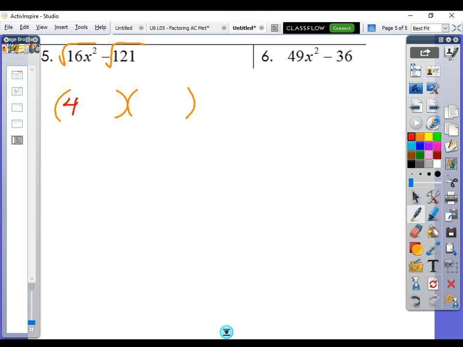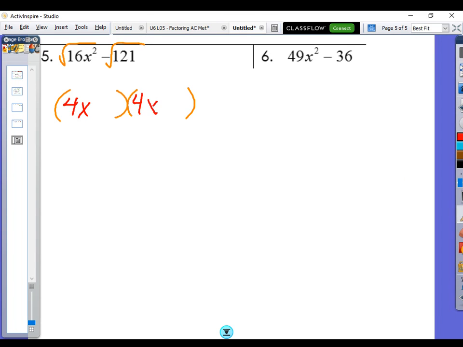So 4x. I like to write them sometimes simultaneously like this. And then one's plus, one's minus. It actually doesn't matter if you write the plus or the minus first. And then the square root of 121 is 11, like we did earlier.